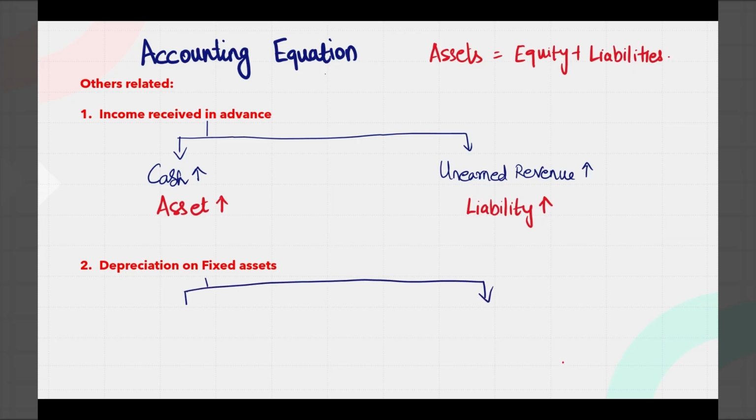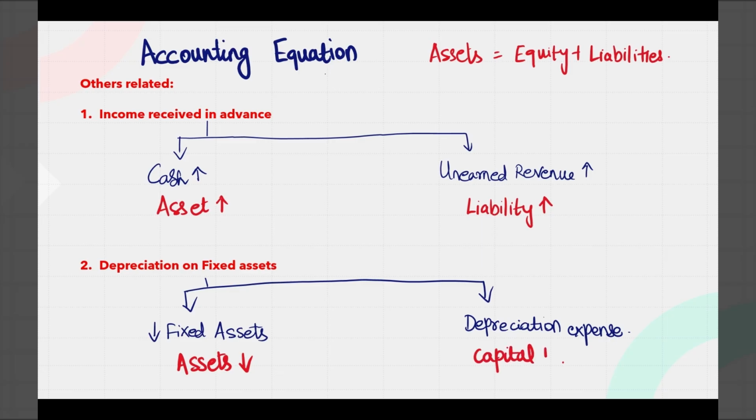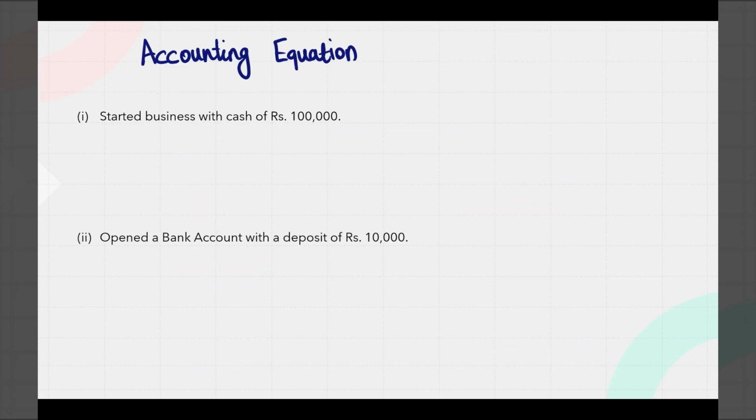So, on one side, every year the value of the fixed asset is reducing. So that is a reduction in the asset. On the other side, I am charging depreciation expense. Expense always means it is a reduction in the capital. So once again, assets is reducing on one side and capital is also reducing on the other side, making the accounting equation tally. Having understood all the transactions and how they impact the accounting equation, now let us proceed to solving the problems in accounting equation format.